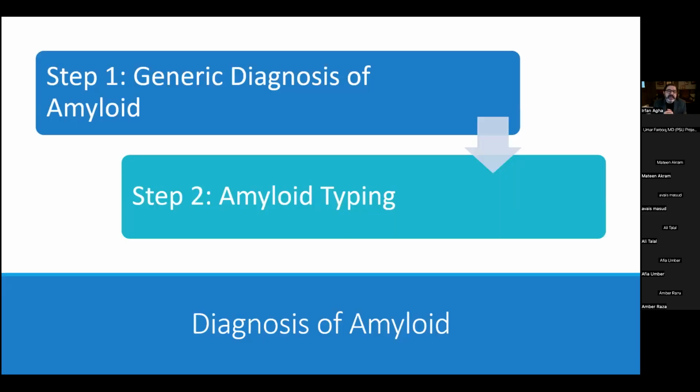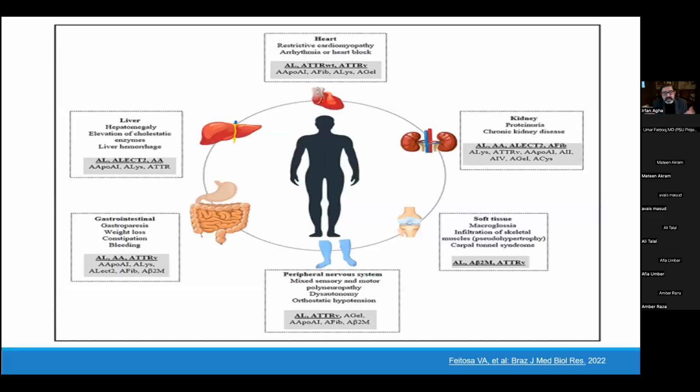Okay, so then how do you approach amyloid? It's a 2-step process, not very complicated. The first step is a generic diagnosis of amyloid. And then the second step is, okay, now we have diagnosed amyloid, how do you type it? So this is kind of going to be how we approach some of these. Now, clinically, this is a great imitator. It can take various forms.